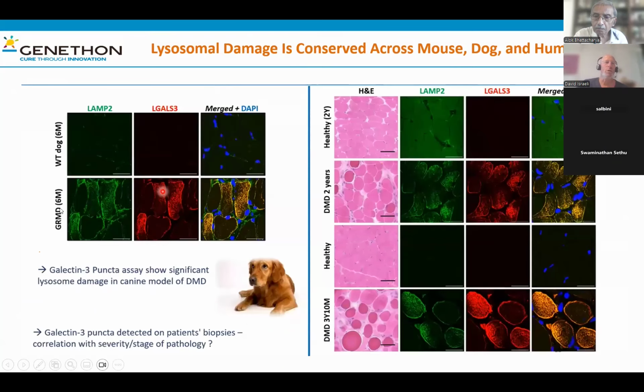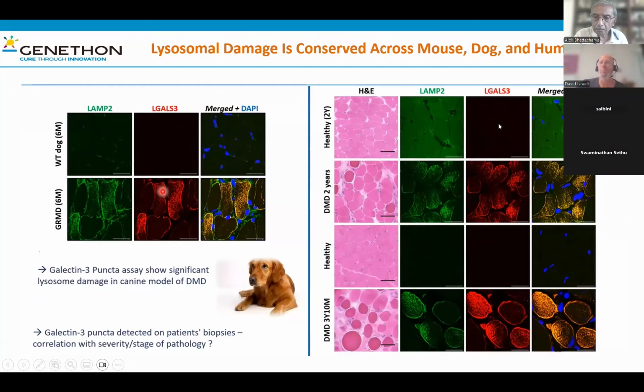And then interestingly, this is not limited to the MDX mouse, because we also found just the same in a dog model. Here you can see the galectin-3 puncta, which are visible in the skeletal muscle of the dog model, and also in DMD boys.